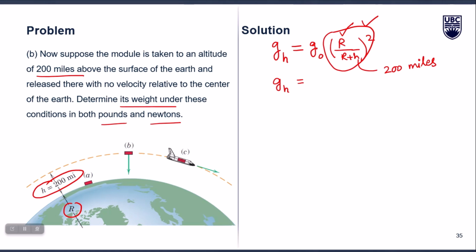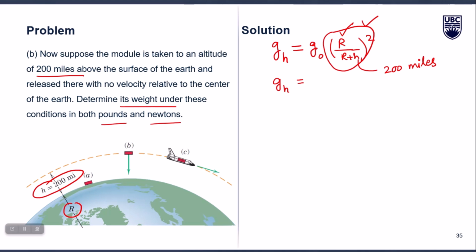If you, for example, put capital R in feet and convert 200 miles into feet, then again it will be feet over feet, right? Whatever factor you apply on the numerator to convert into a particular unit, you have to apply the same multiplier to the denominator also. So this ratio can be considered a dimensionless quantity, a modifier which is converting g naught to g_h, right?